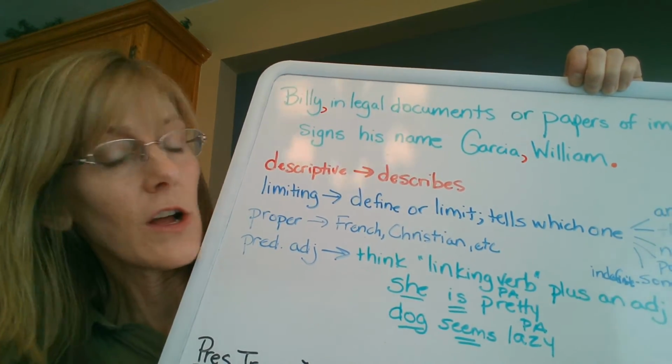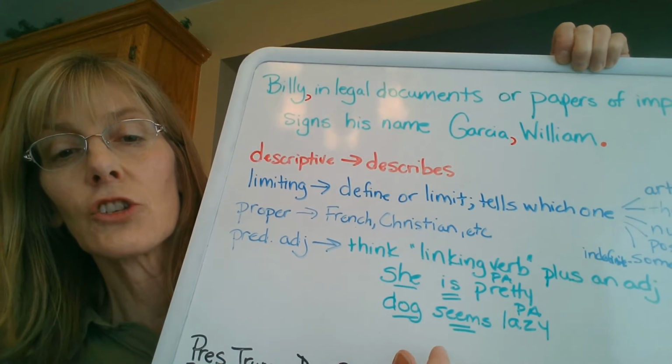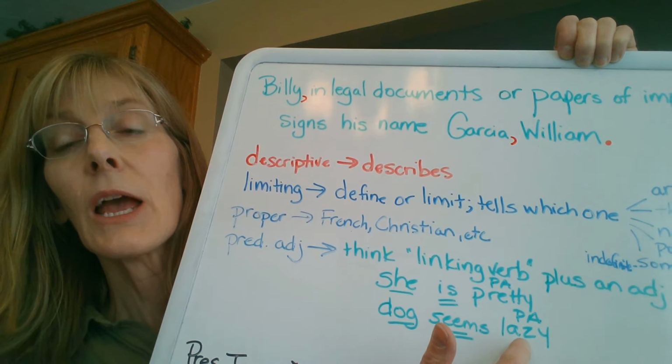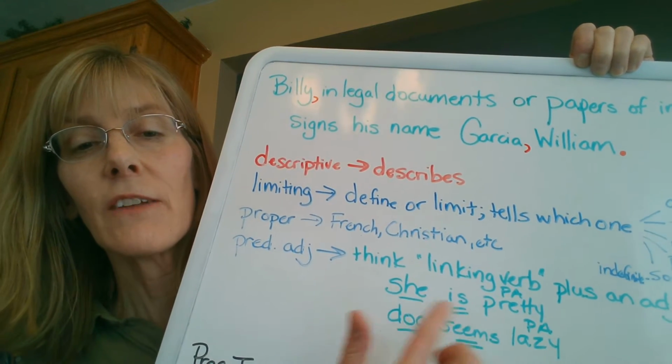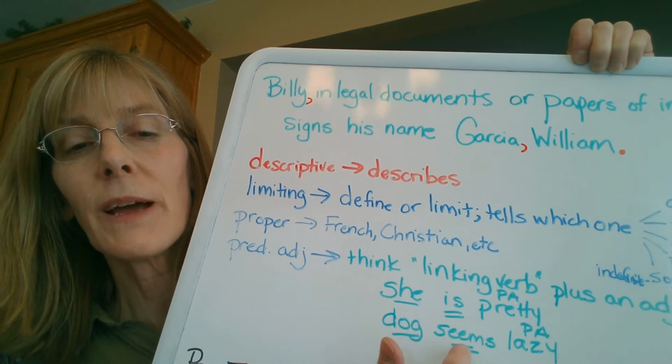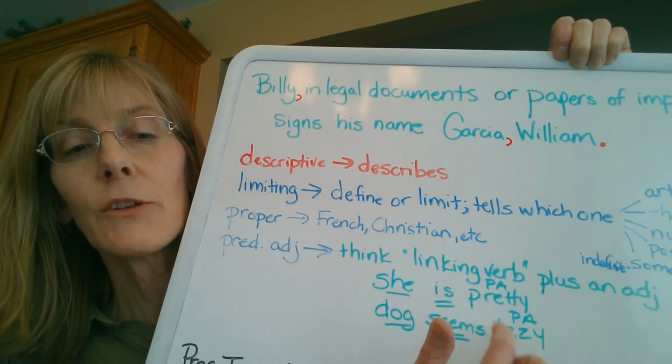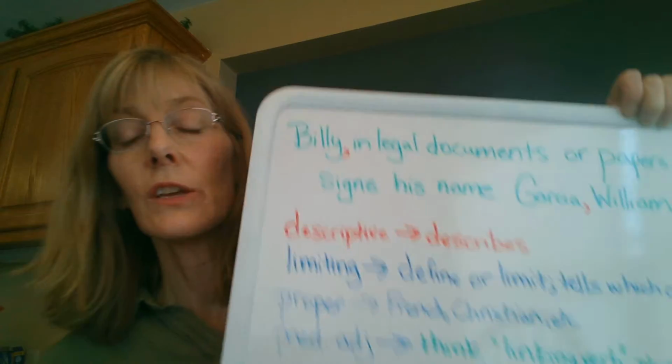Another example, the dog seems lazy. The subject is dog. The linking verb is seems. Lazy is the predicate adjective. It relates to dog and it's linked by the verb seems. And again, I just have PA above mine, but you're going to circle yours. So that's the last thing that you need to do.